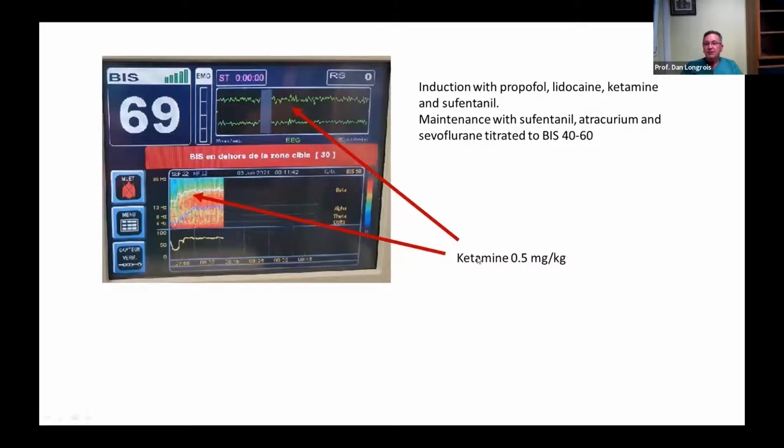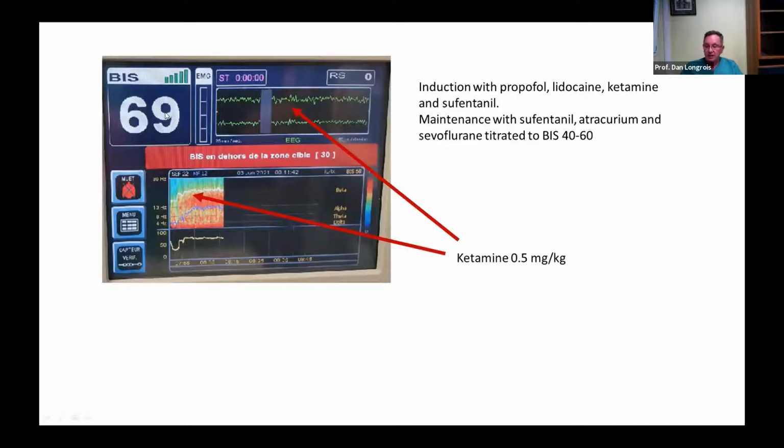And this is what happens because the patient got ketamine, and a ketamine bolus at 0.5 milligram per kilogram will activate the EEG. If it activates the EEG, we see it here, the raw EEG has quite a high frequency, and the BIS here goes up. So it's not that the patient wakes up or is insufficiently anesthetized, it is that the ketamine activated the EEG, so it becomes a little bit unstable.